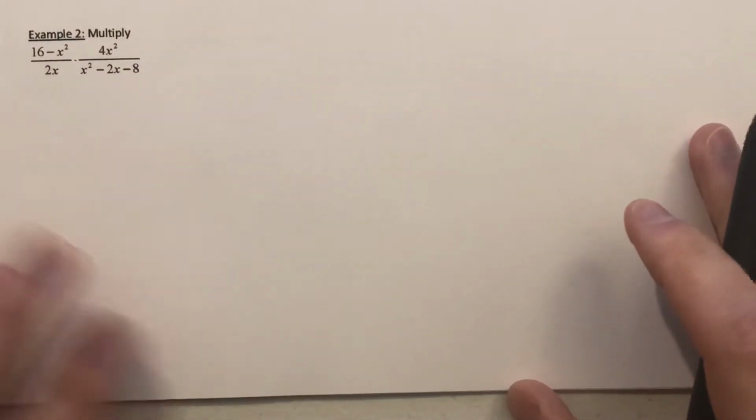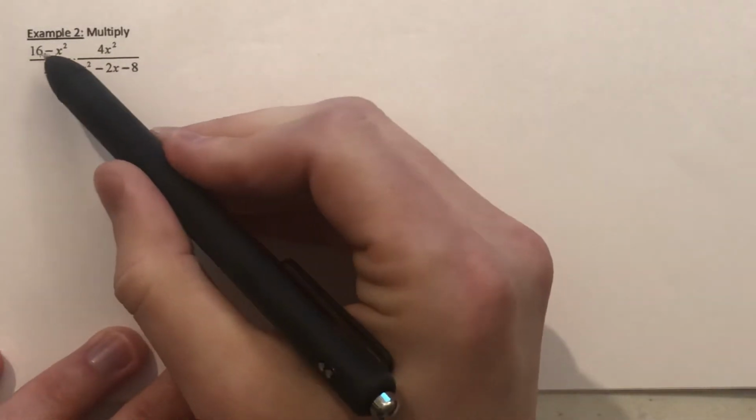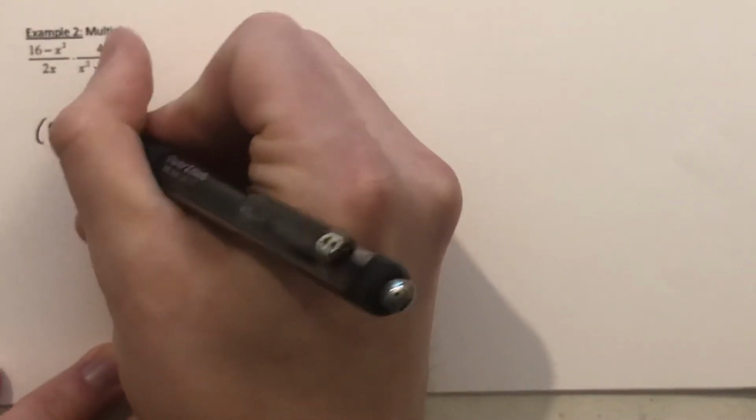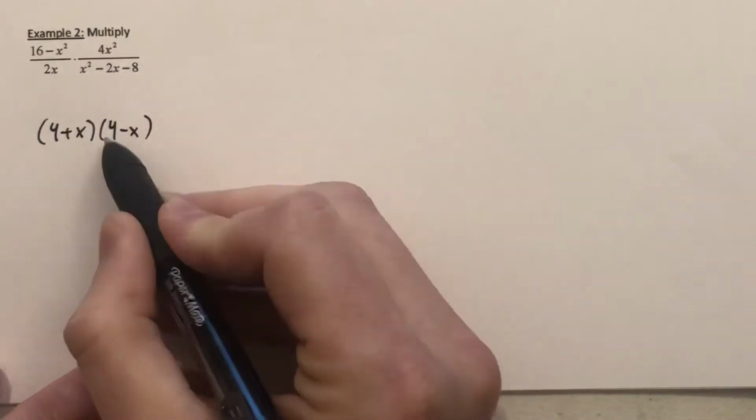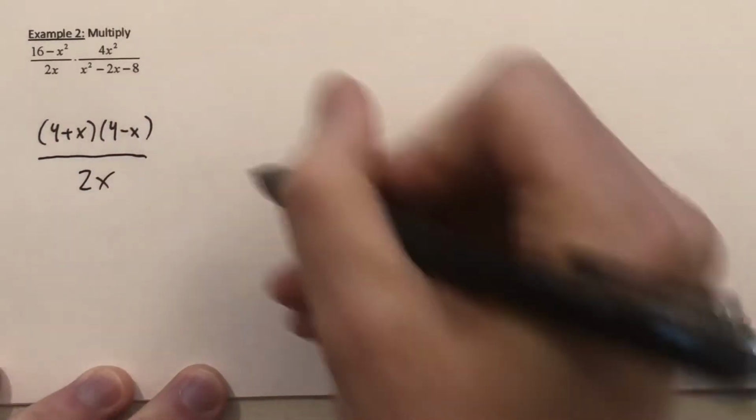Now, what happens when we have to do some of the work ourselves? Let's take a look at this first one here. So 16 minus x squared, we can factor that as a difference of squares. 4 squared is 16, and x squared is x squared. So 4 plus x times 4 minus x. The order is important, right? If 16 was our a, then the 4's have to be our a's. That's very crucial here. That's 2x on the denominator.